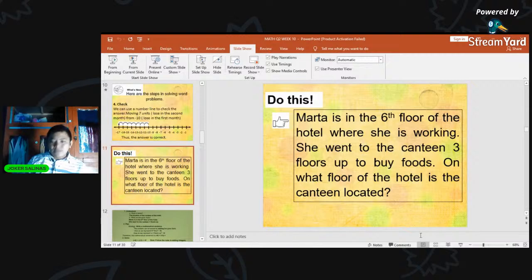So let's do this. I repeat, the problem is: Martha is on the 6th floor of the hotel where she is working. She went to the canteen 3 floors up to buy food. On what floor of the hotel is the canteen located? Okay, let's check your answers. So I'm going to reveal our answer.